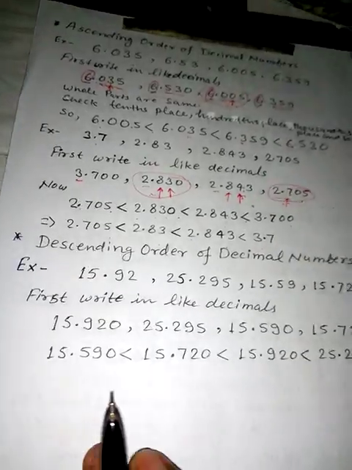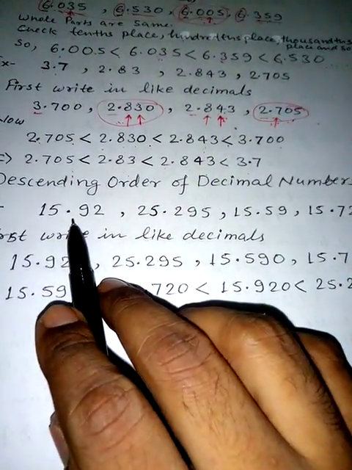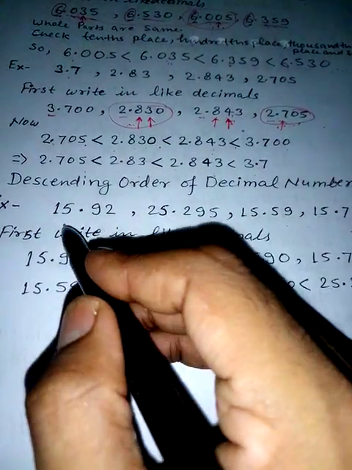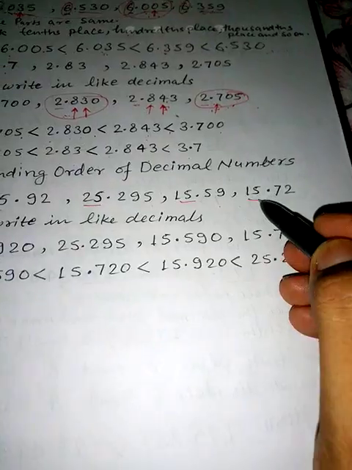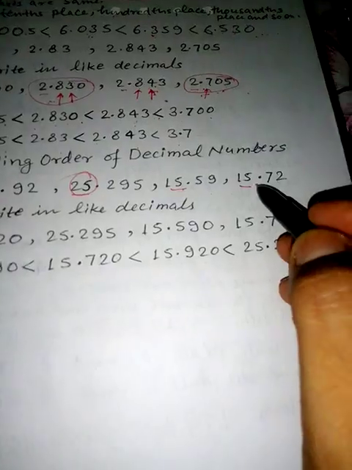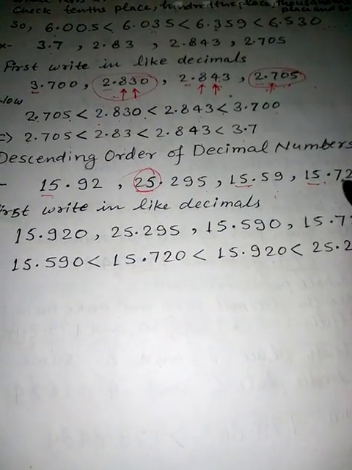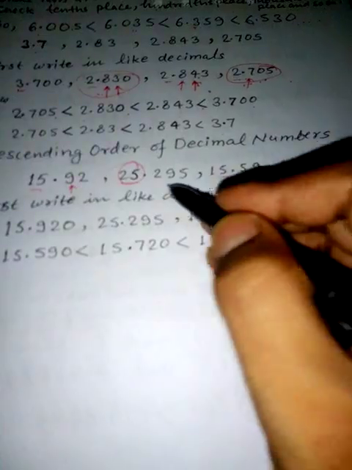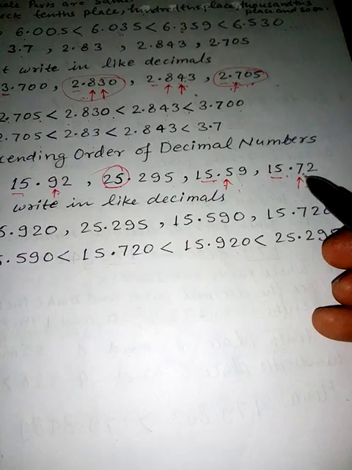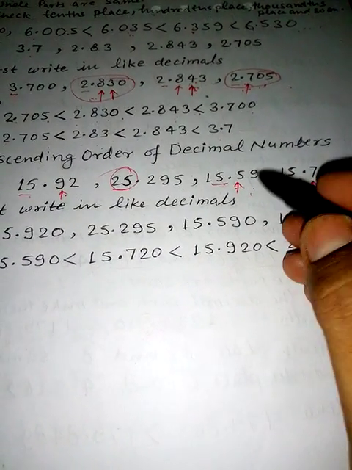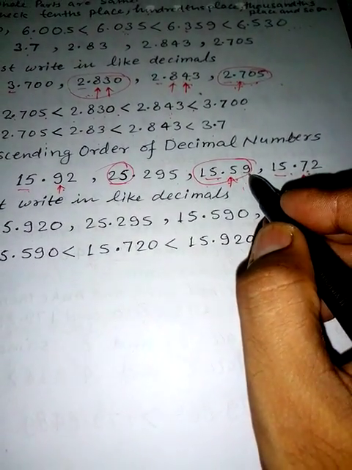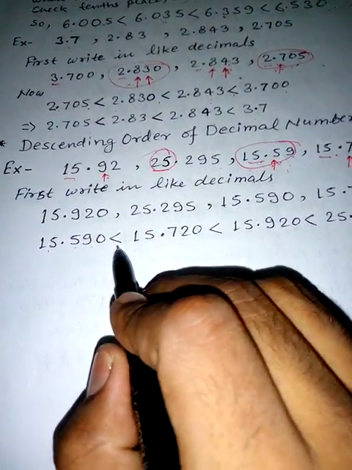Now take one example for descending order. It is 15.92, 25.295, 15.59, 15.72. First check with the whole part. In the whole part, this is the greatest. Now it is 15, 15, 15. In the 15, 15, 15 whole parts we have to check the 10th place. In the 10th place it is 9, it is 5, it is 7. So the smallest is 5. So the first number is 15.59. Okay, so I have to write 15.590.